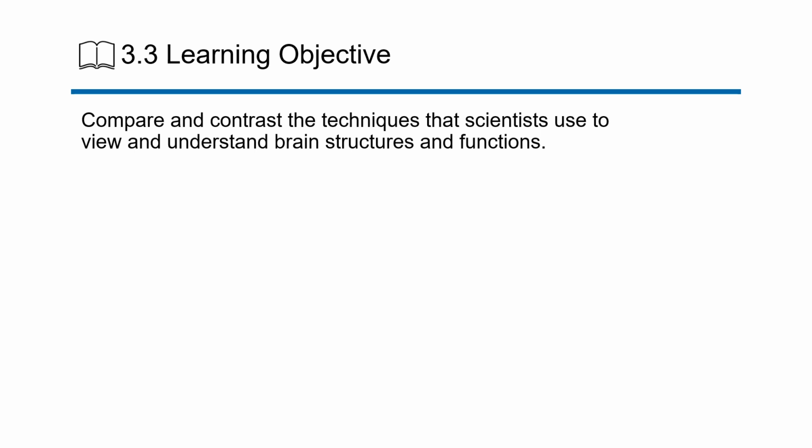And that's it. This is the learning objective for the next section, 3.3. Compare and contrast the techniques that scientists use to view and understand brain structures and functions. So in the next section, we are going to cover this.